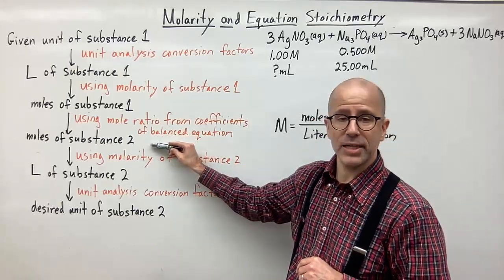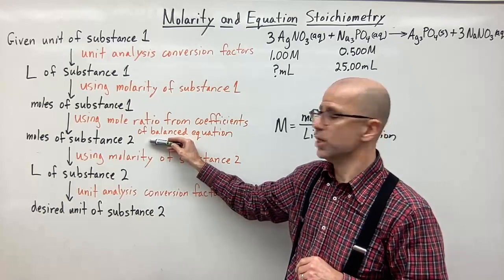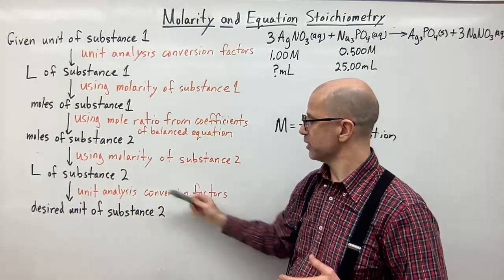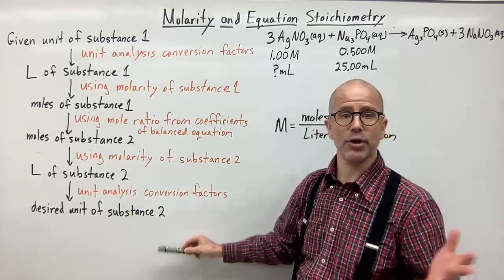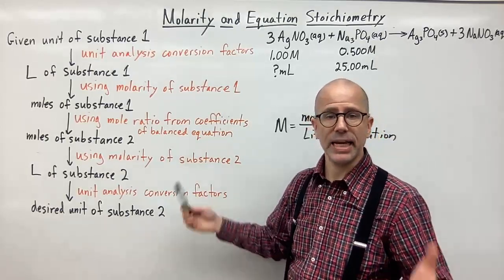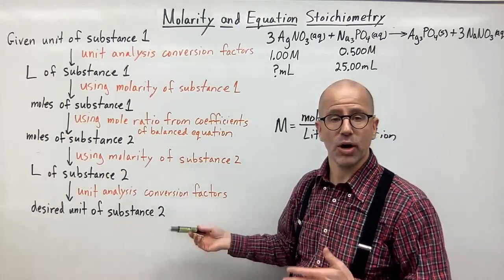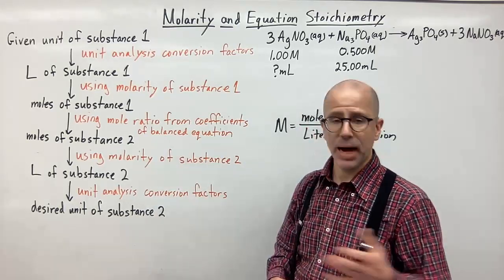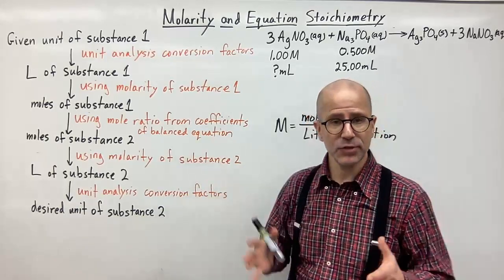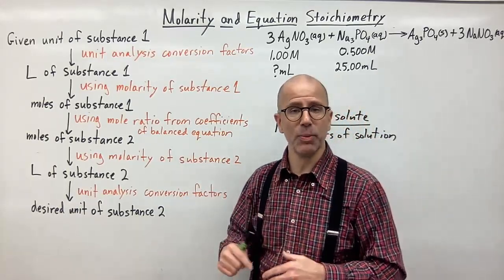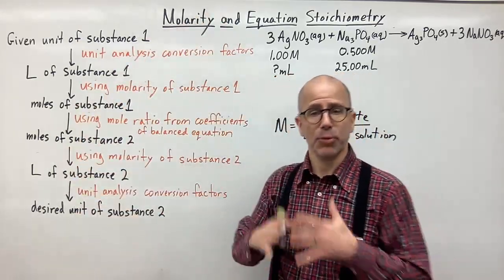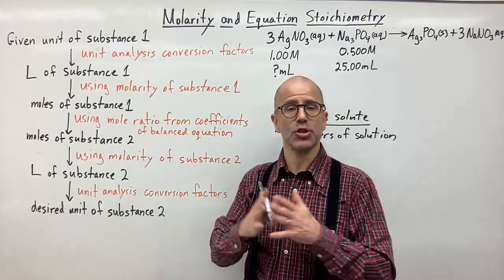Then you could use the molar mass of substance 2 to convert to grams of that substance, and then use unit analysis conversion factors to convert from grams to whatever unit they wanted you to get. So it could be kilograms, milligrams, any mass unit that they are asking for, pounds or ounces or whatever. Now, in this video, we're going to use molarity to help us get to moles. So the roadmap is slightly different, but it's pretty much the same idea, the same strategy.